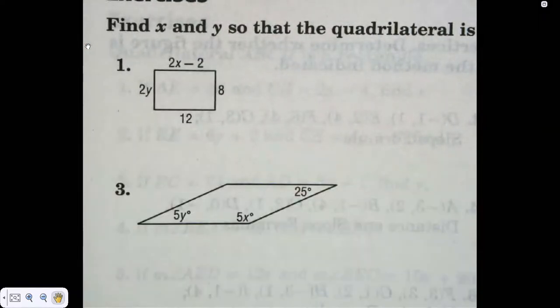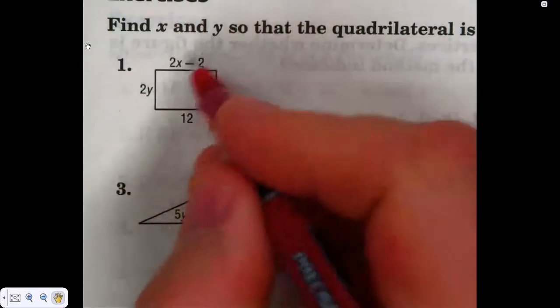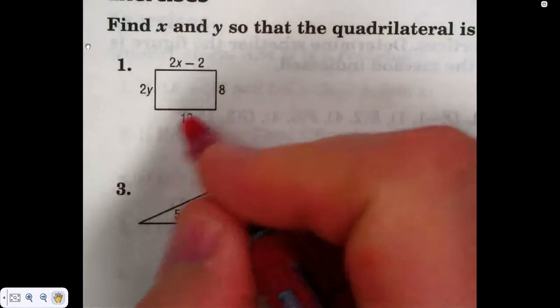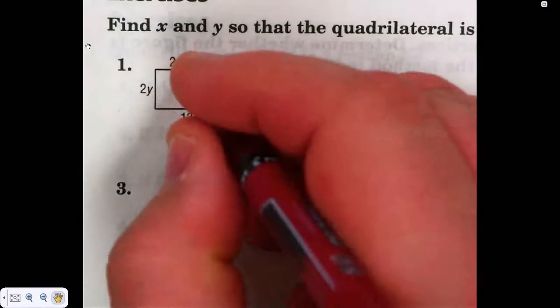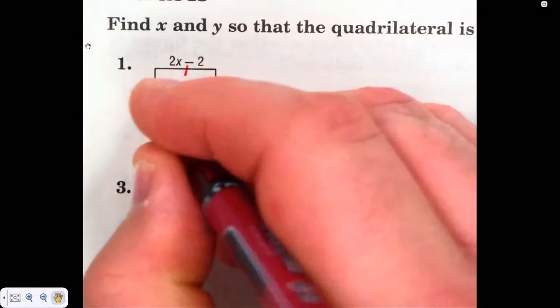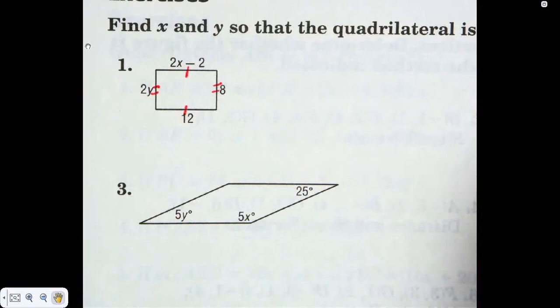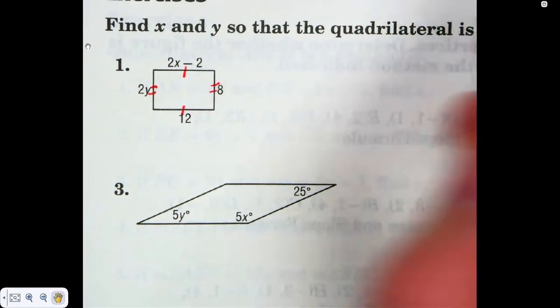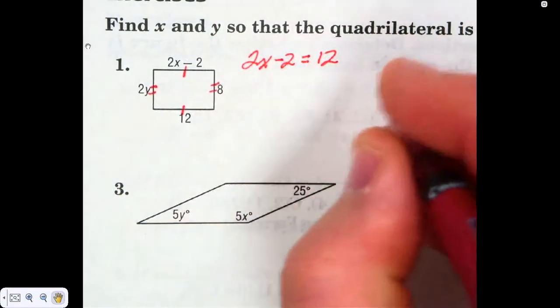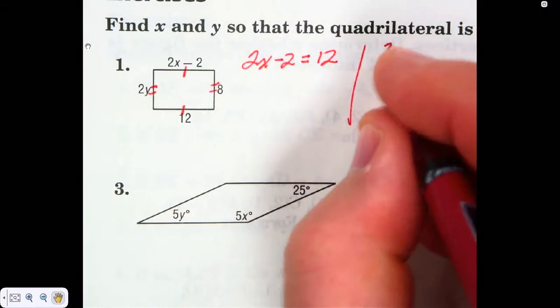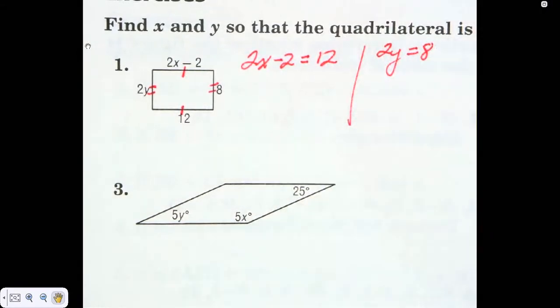If this is a parallelogram, what's true about the sides? Isn't that what they gave us something about? They gave us something for this measure, something for this measure, and so on. What do we know is true then? So what equations could I make from that fact? 2x minus 2 plus 12, and 2y is equal to 8. Does everyone see how I got the two equations I got right there?